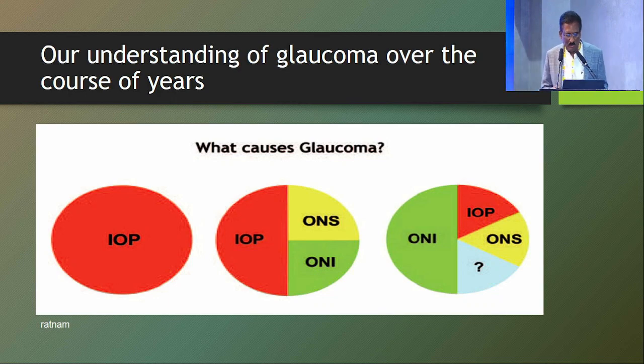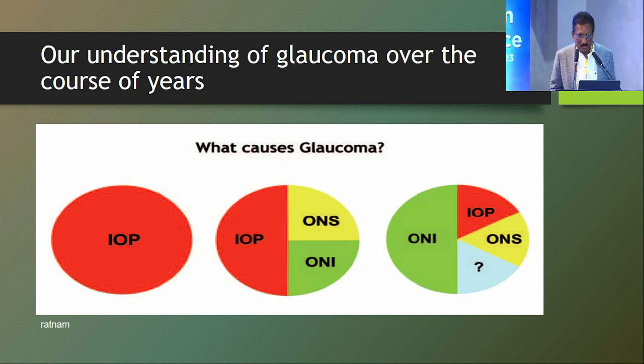Now our thought process is changing from intraocular pressure to optic nerve sensitivity and optic nerve ischemia. At present, the major thought process is going towards optic nerve ischemia and intraocular pressure as well as optic nerve sensitivity. In spite of knowing all these things, we have a certain gray area. This gray area has persisted for a very long time. Till now, we are not able to crack it and find out the pathology of glaucoma. This is the reason we want to see what else can cause glaucoma, what else can contribute to the loss. That is the reason for this presentation.